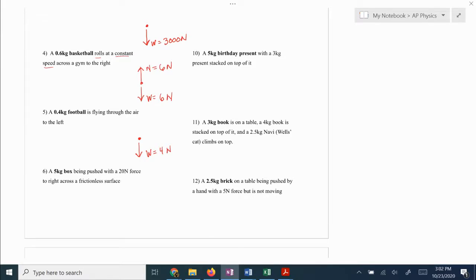A 5-kilogram box being pushed with a 20 Newton force to the right across a frictionless surface. So here we go. We've got our weight force, obviously. That's going to be 5 times 10, which gives us 50 newtons as our weight. And then we're obviously going to have the normal force also be equal to that. And then we have a 20 Newton force to the right.